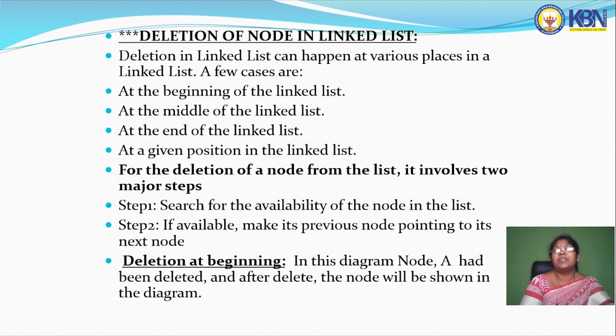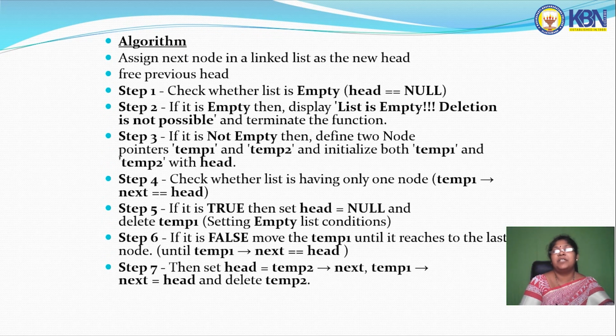Okay. Then after, we can delete a node in the linked list also. By deleting the node, we have three positions: at the beginning of the linked list, at the middle of the linked list, at the end of the linked list, or at a given position in the linked list. So we should be able to delete the element anywhere. For that, see the algorithm: check whether the head is null. If the head is null, the list is empty, so we can't delete anything here.